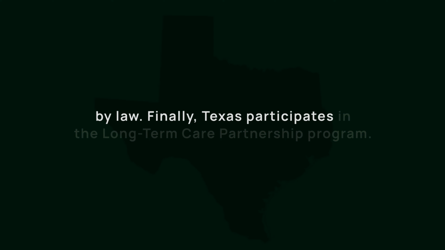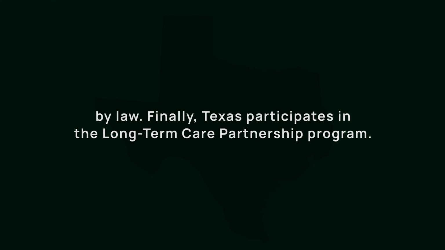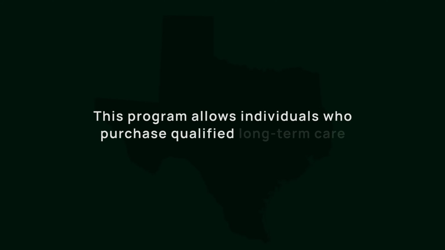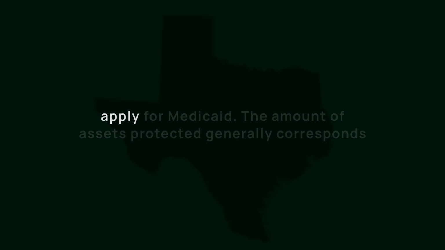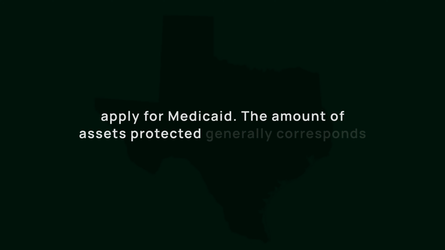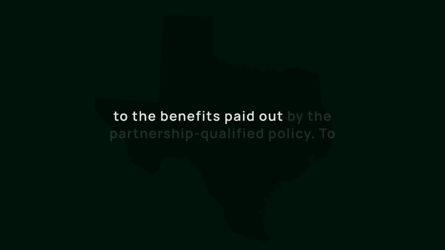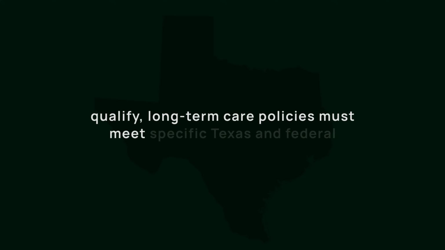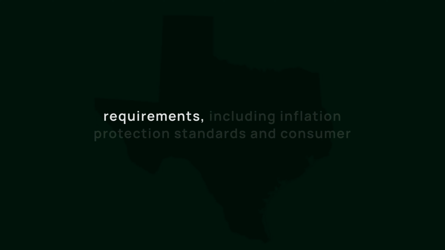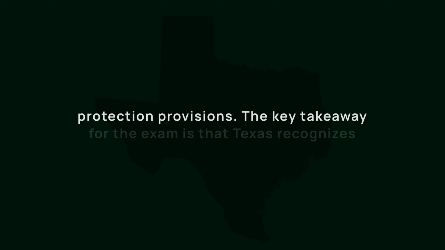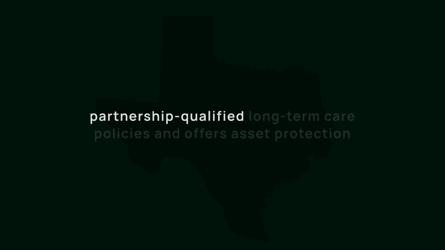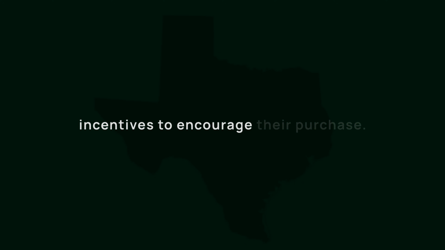Finally, Texas participates in the Long-Term Care Partnership Program. This program allows individuals who purchase qualified long-term care insurance policies to protect a portion of their assets if they later need to apply for Medicaid. The amount of assets protected generally corresponds to the benefits paid out by the partnership qualified policy. To qualify, long-term care policies must meet specific Texas and federal requirements, including inflation protection standards and consumer protection provisions. The key takeaway for the exam is that Texas recognizes partnership-qualified long-term care policies and offers asset protection incentives to encourage their purchase.